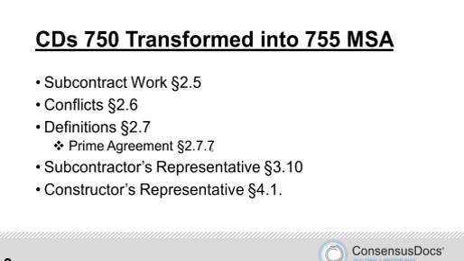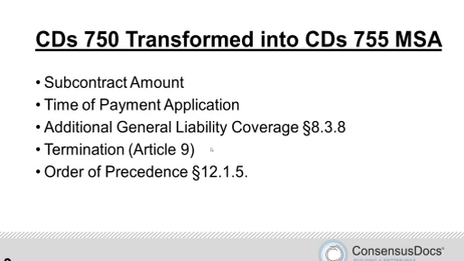So why don't we move on to the next slide, subcontract amount. If you were looking at a 750 and comparing it to a 755, one of the first things you would notice is that Article 6 is gone. The Article 6 dealing with subcontract amount is gone for obvious reasons, and that is because that is a topic that will need to be addressed on a project-by-project basis, and therefore in the project work order.